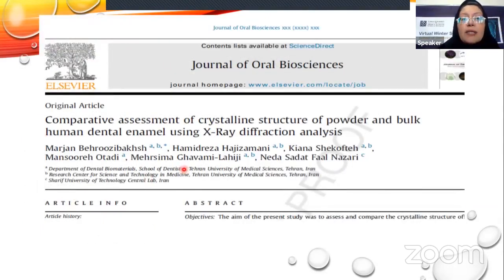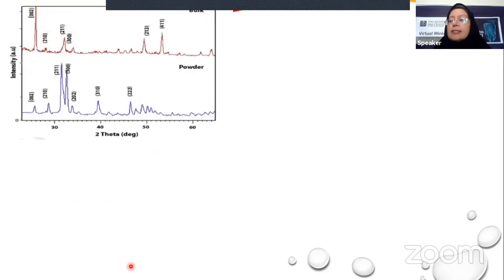This is one of my publications: Comparative assessment of crystalline structure of powder and bulk human dental enamel using X-ray diffraction analysis. In this research study, we showed that the diffraction pattern of bulk and powder enamel is different from each other. You can see in the bulk form, our main peak is in the 002 crystallographic plane, but in the powder form it is different.